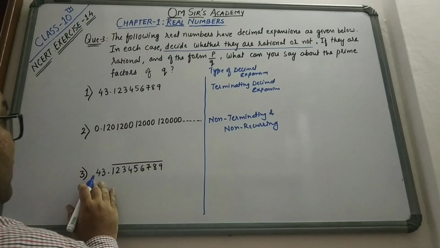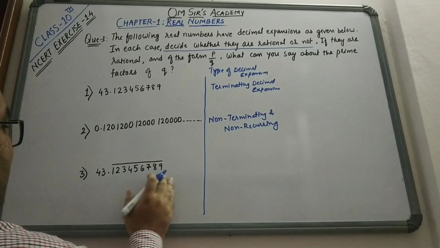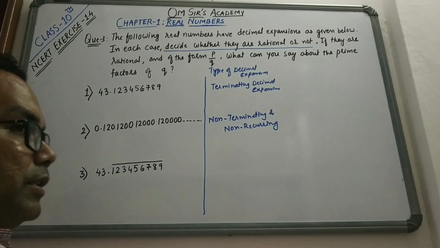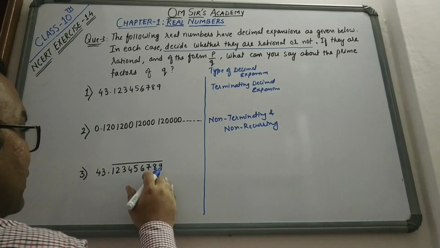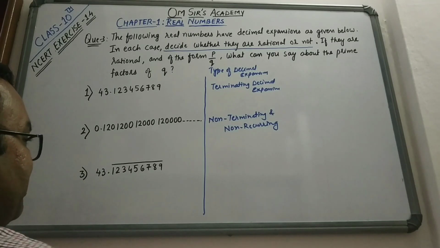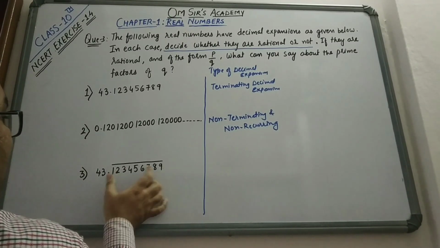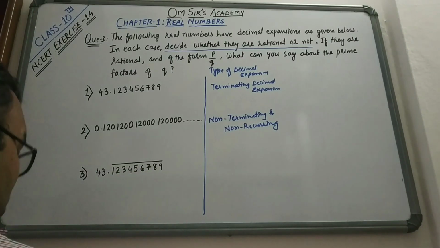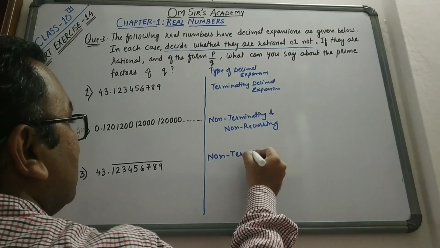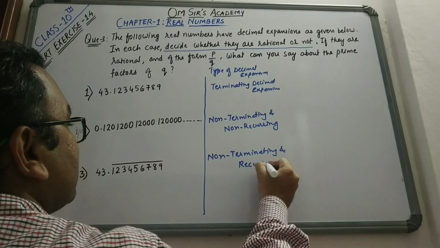Now here in the third case, 43.123456789, but there is a bar on the digits 123456789. That means these numbers get repeated again and again. So it is repeating or recurring because we have a bar, and it is non-terminating. So the answer to this question will be: what type of decimal expansion will it have? Non-terminating and recurring decimal expansion.